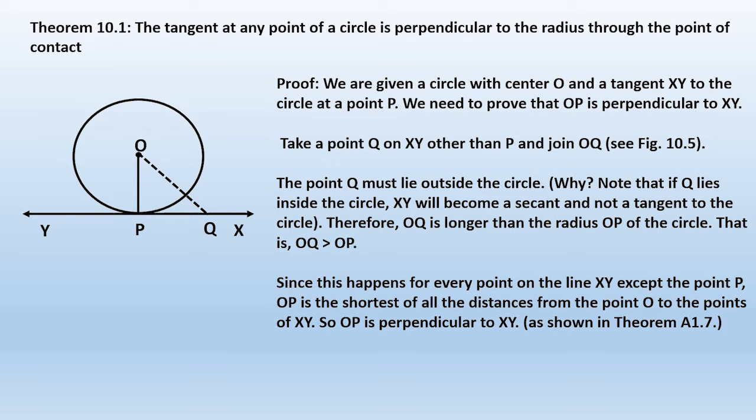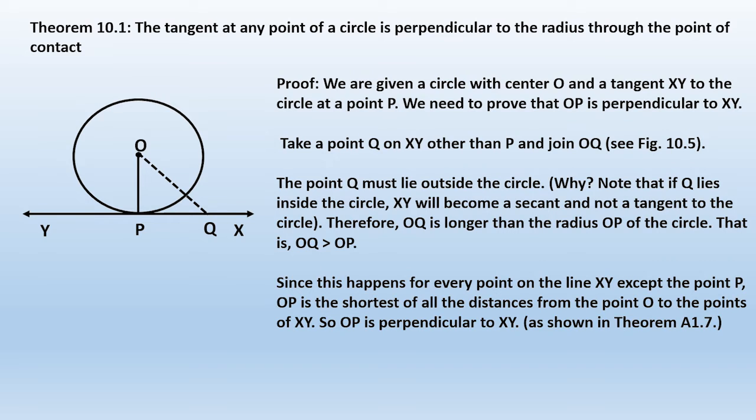We must demonstrate that OP is perpendicular to XY. Join OQ with a point Q on XY other than P. Q must be located outside the circle. Can you tell me why? If Q is located inside the circle, XY becomes a secant rather than a tangent to the circle.